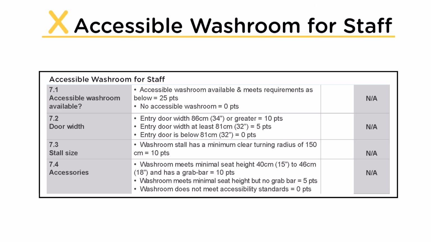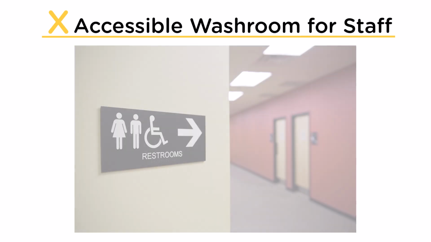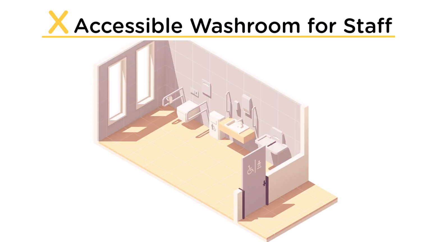Accessible washroom for staff. Elections Ontario is not required to provide bathrooms for electors, but we do provide accessible washrooms to accommodate poll officials. The returning officer uses this information to know which voting locations have accessible washrooms, if one is requested by poll officials. If the building has an accessible washroom, measure the entry door width, the toilet seat height, and the stall turning radius.